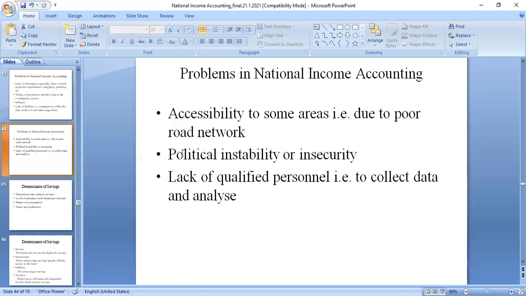Then there is a problem of political instability or insecurity, right?